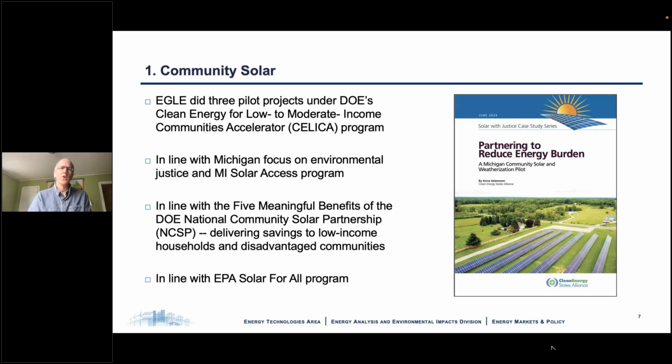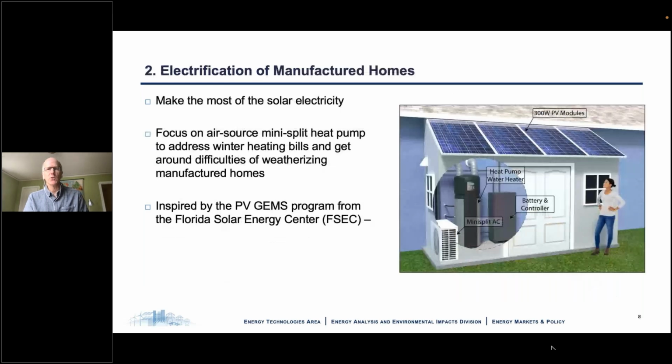Michigan also wanted to, in addition to pursuing their own environmental justice goals, work in alignment with the DOE National Community Solar Partnership goals, what DOE calls the 5 meaningful benefits, including delivering savings to low-income households and benefits to disadvantaged communities. And they wanted to work in alignment with the EPA Solar for All program. Michigan is an awardee of the Solar for All grant program. Those should be rolling out, I think, by the end of the year or early next year. So there were many arrows pointing in the same direction for community solar there.